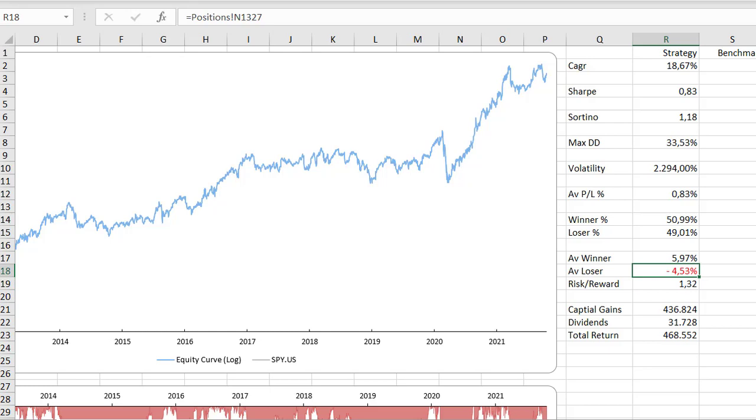size of the losers. Now, with just a strategy where you make just over 50% winners, 51% winners, 49% losers, but you have a win to loss ratio here of 1.32, that can actually make you 18.67% per year on average.